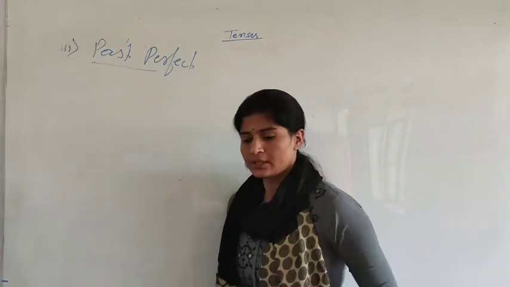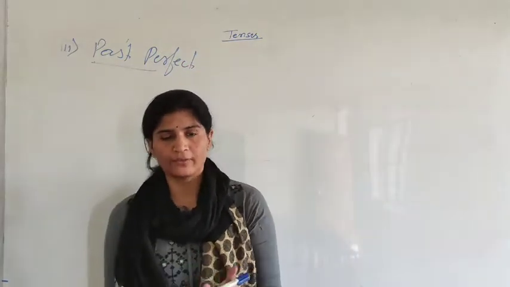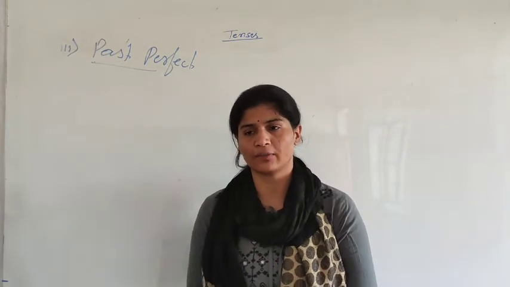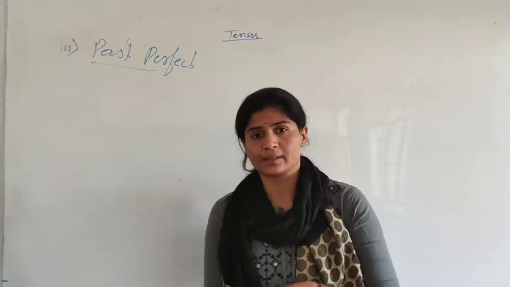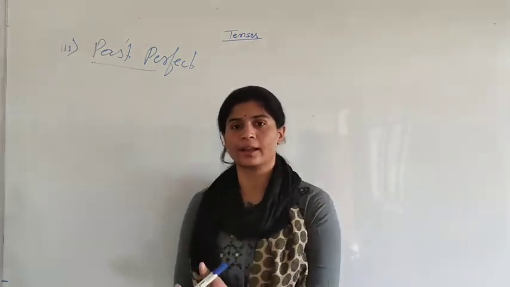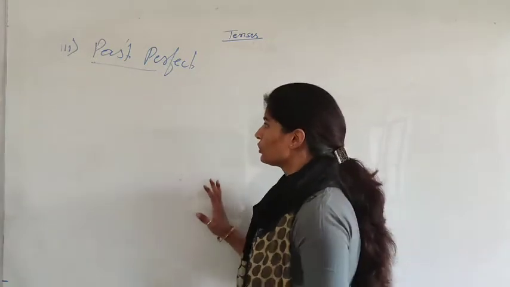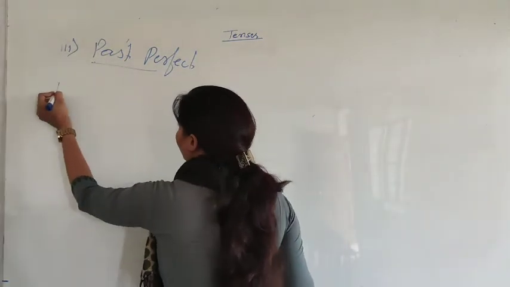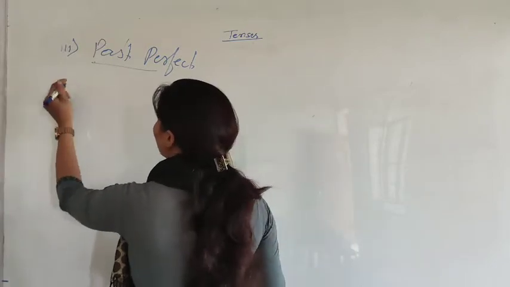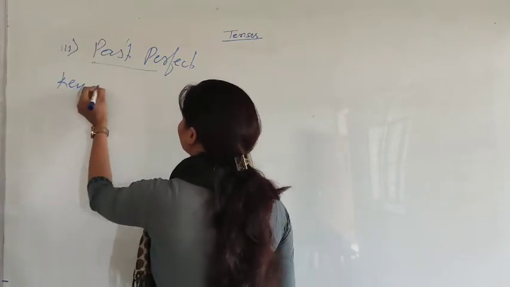Okay. Now see this one, past perfect is used to express an action which is completed before the starting of another action in the past. So see the structure of past perfect, assertive sentence. You can say the first keywords, that is before or after.